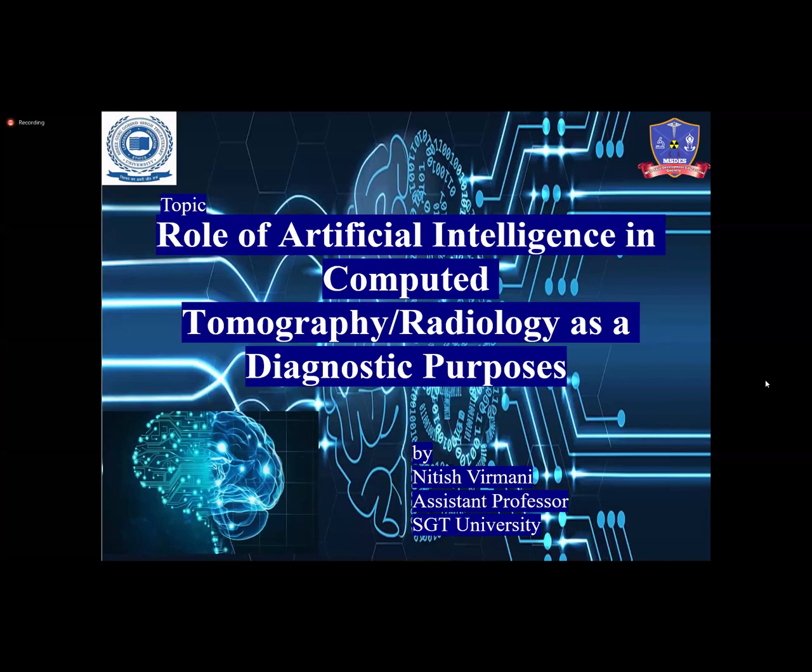My topic is the role of artificial intelligence in radiology. As we all know, artificial intelligence is nowadays booming in the radiology department, or we can say in medicine. This topic is very important for all the new students who are studying the RIT subject and pursuing their career in radiology imaging technology.